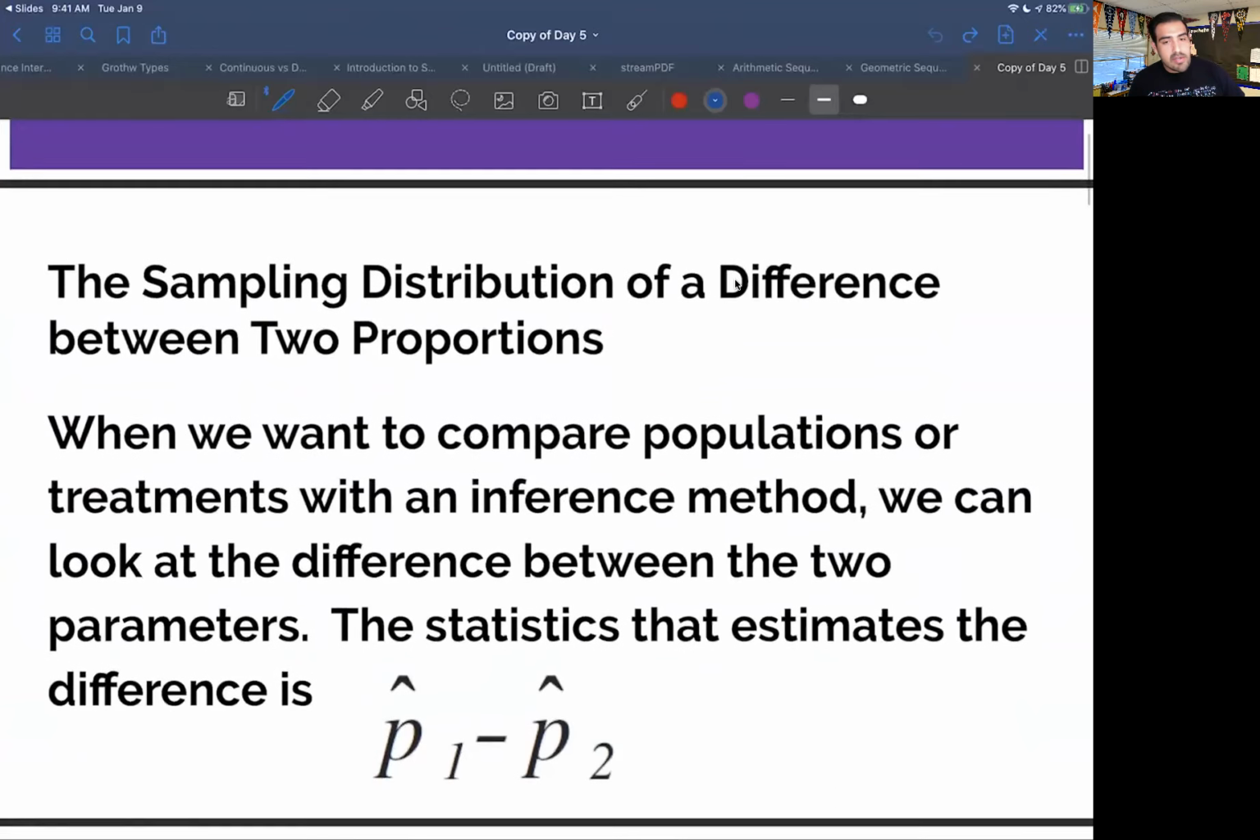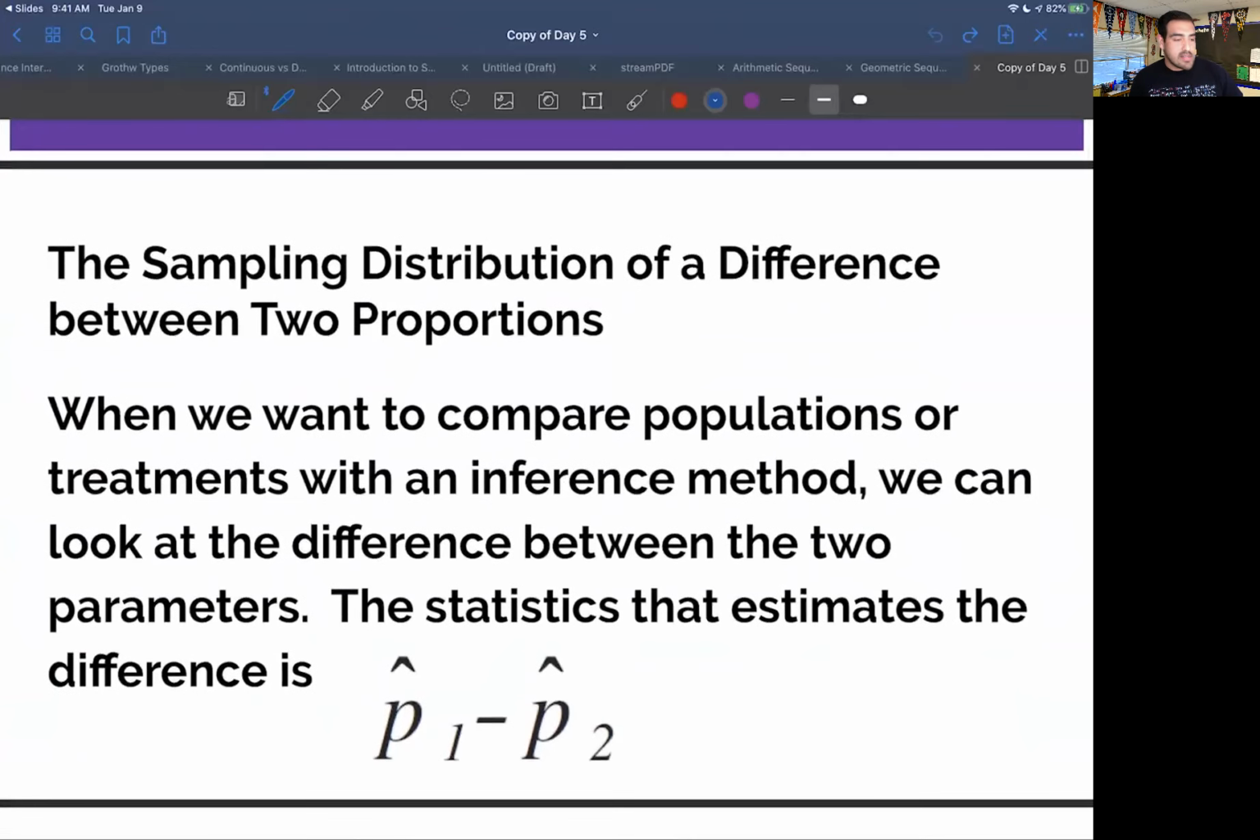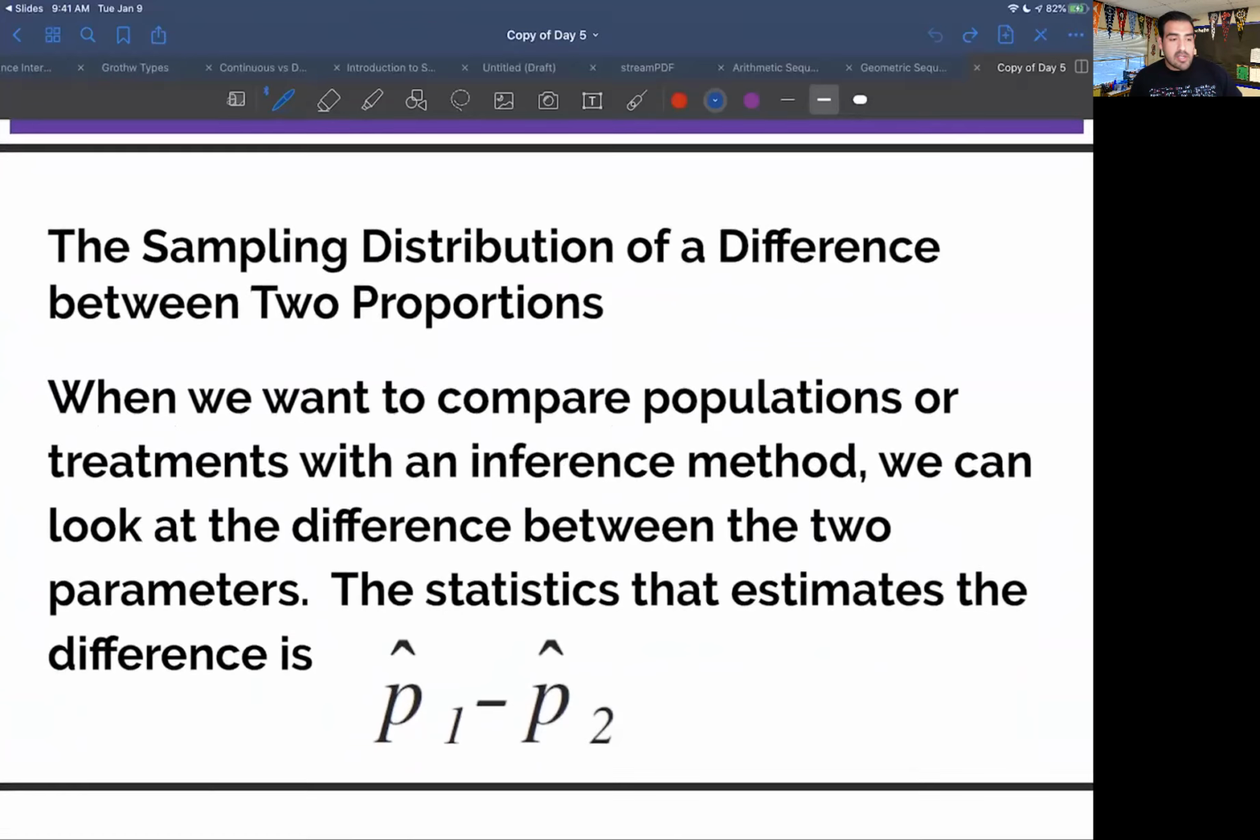The sampling distribution of a difference between two proportions. When we want to compare the populations or treatments with an inference method, we can look at the difference between the two parameters. So the statistic that's going to estimate the difference is one proportion minus the other. You're going to determine which one is population one and which one is population two, and that will come through the equations that we set up later on. But if we're looking at the difference between two, we want to subtract their proportions. That's going to be our sample statistic.